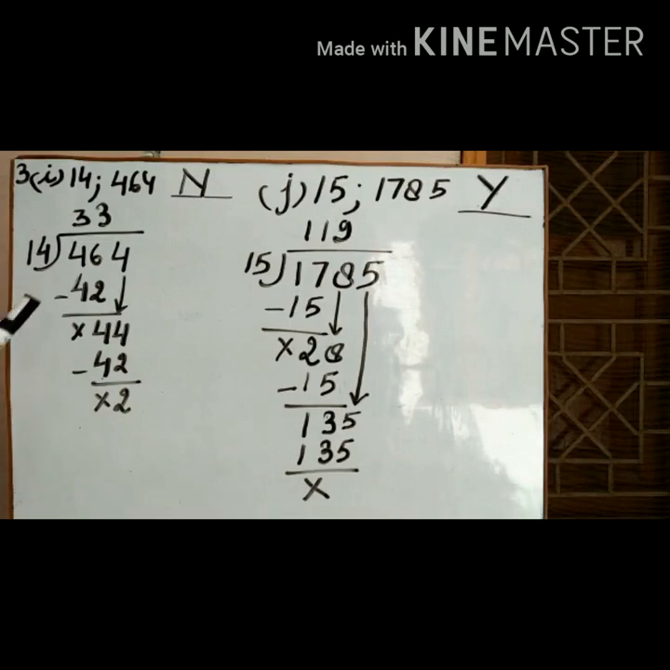Next, E. Is 14 a factor of 464? Let's check. 14 3s are 42. 46 minus 42, 4 is the remainder. We will write down the next digit 4. Again 14 3s are 42. After subtraction we will get 2 as the remainder. It means 14 does not divide 464 exactly. That's why 14 is not a factor of 464. No.